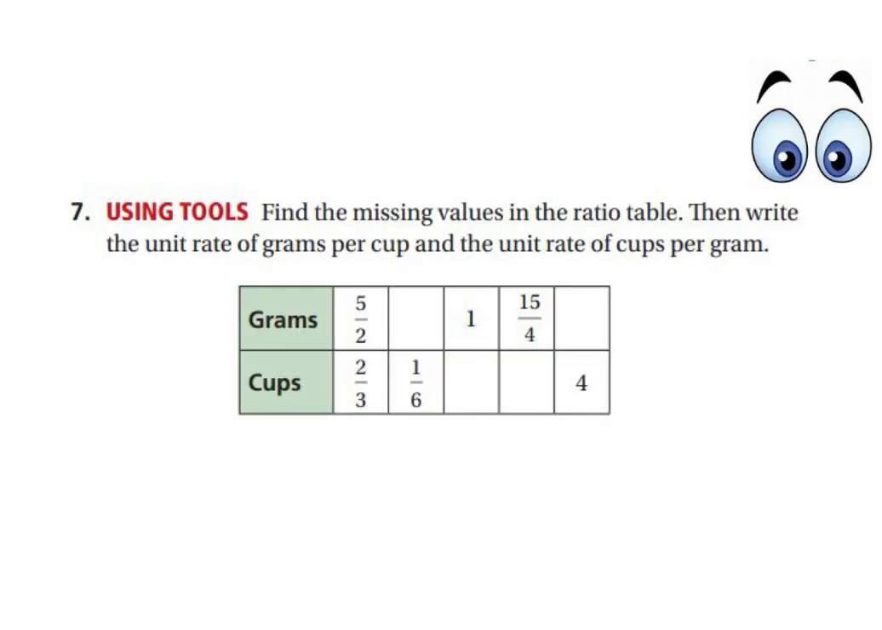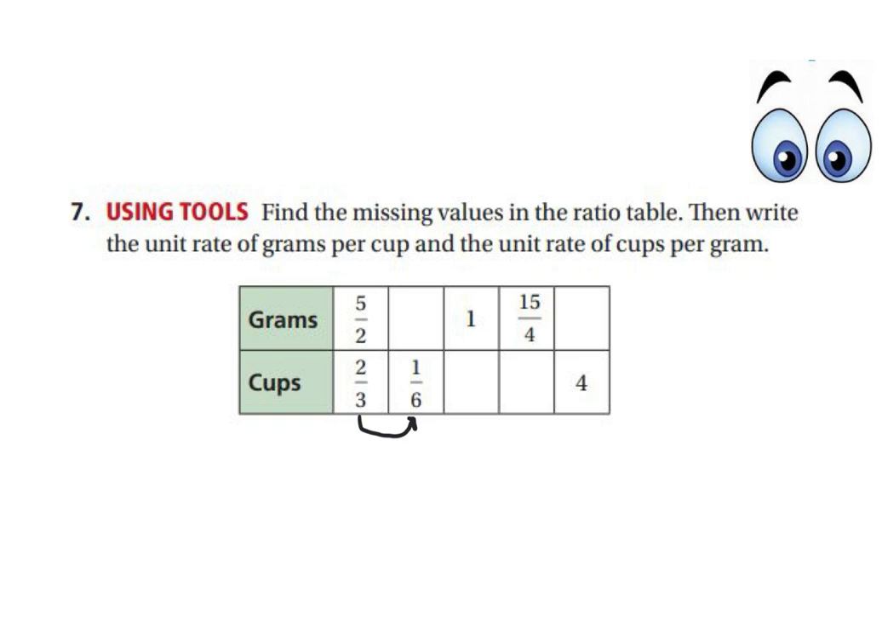In this example, we'll use tools. Find the missing values in the ratio table and then write the unit rate of grams per cup and the unit rate of cups per gram. So the first thing I notice is that I'm going to have to find a factor that I can apply to get from 2/3 to 1/6. But for me, I'm not able to do that in my head. I don't know what number I could multiply by 2/3 to get to 1/6.